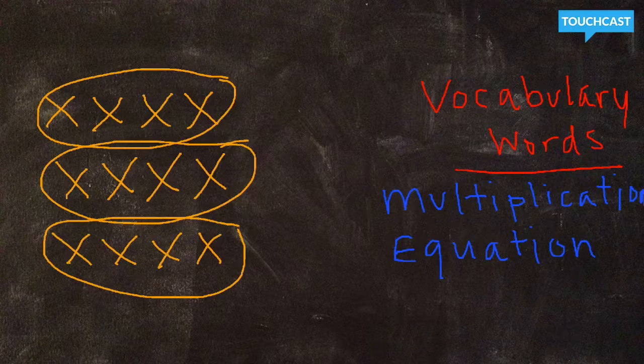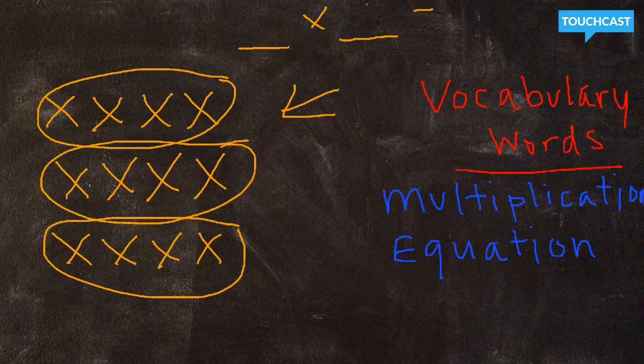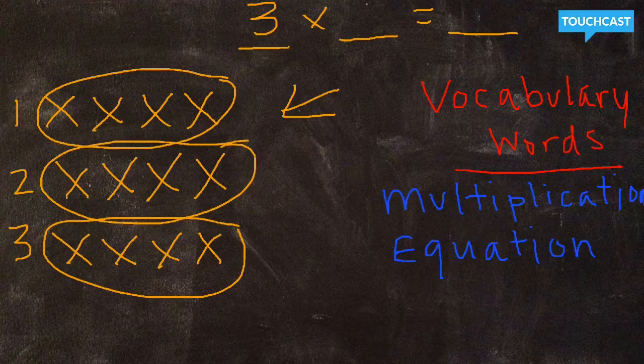Okay, welcome back. So you were just looking at this picture right here and trying to figure out the equation for this problem. So again, when we're doing multiplication equations, first we put the number of groups there are, and then we put our multiplication sign, and then we're going to put the number that's in each group, and then an equal sign, and then the final product. So first we want to look at how many groups there are. So I see 1, 2, 3. So we're going to put a 3 here.